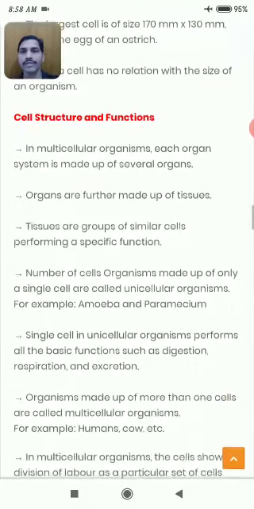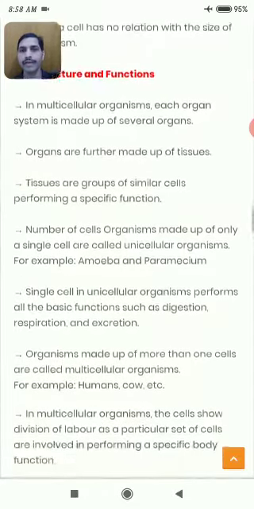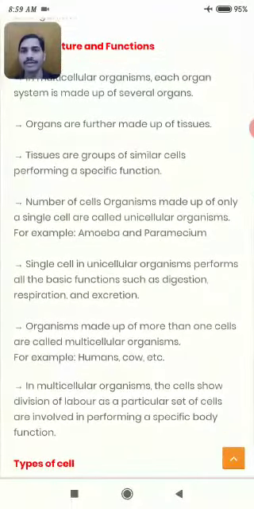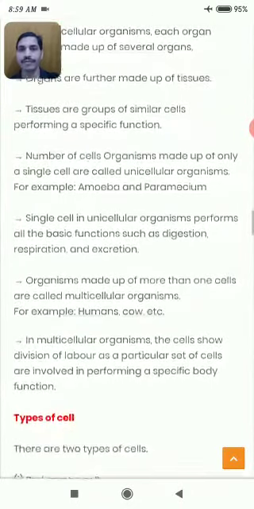Now let us discuss something about the cell structure and function. In multicellular organisms, each organ system is made up of several organs. Organs are further made up of tissues. Tissues are a group of similar cells performing a specific function.